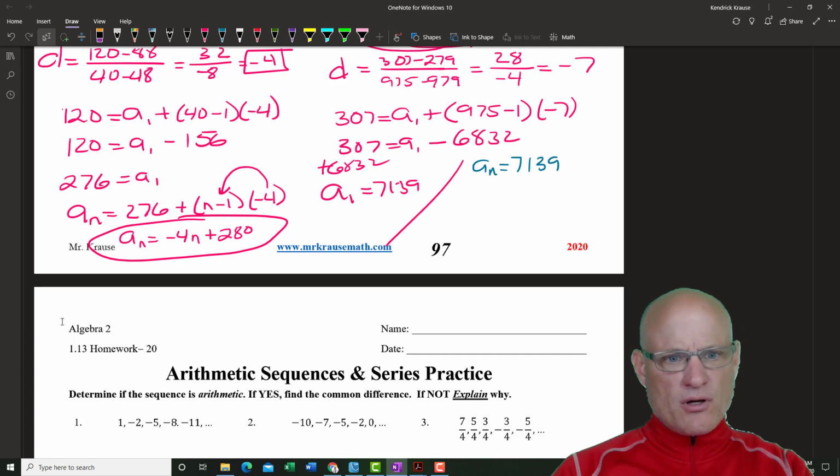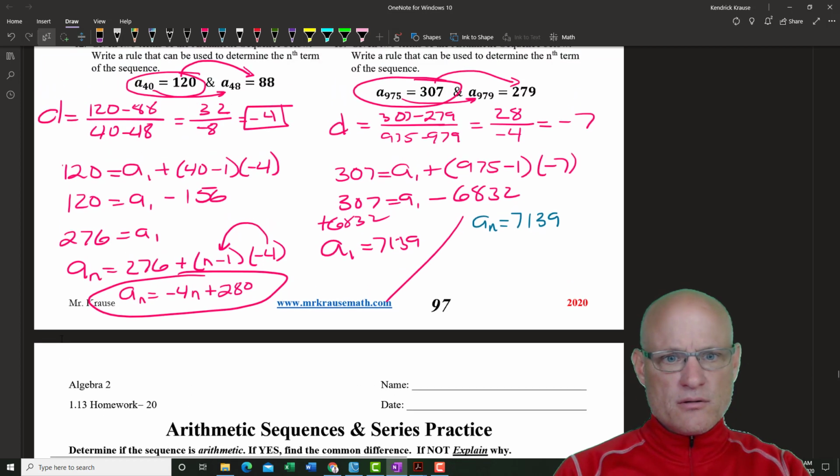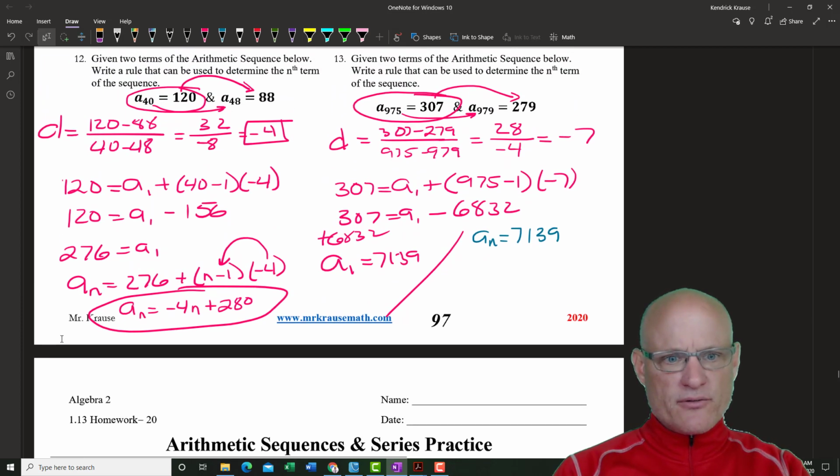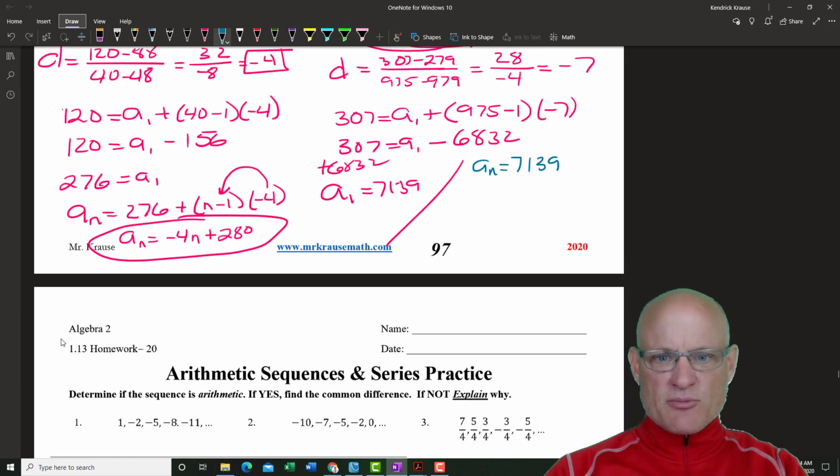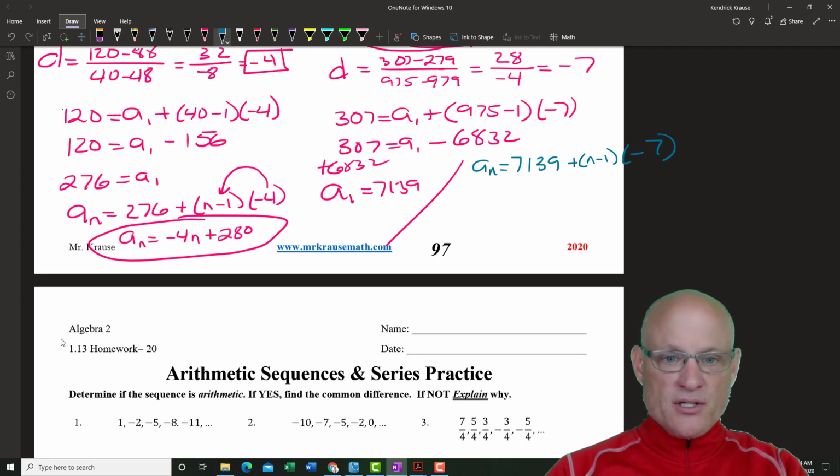Why do I think that's wrong? I think my answer key is wrong. I don't think I made a mistake. We're going to find out if I made a mistake because my answer key has a different answer. I was just looking at it. N minus 1 times negative 7. So this gives me a sub n equals negative 7n. And this is plus 7. So 7139 plus 7 is 7146.